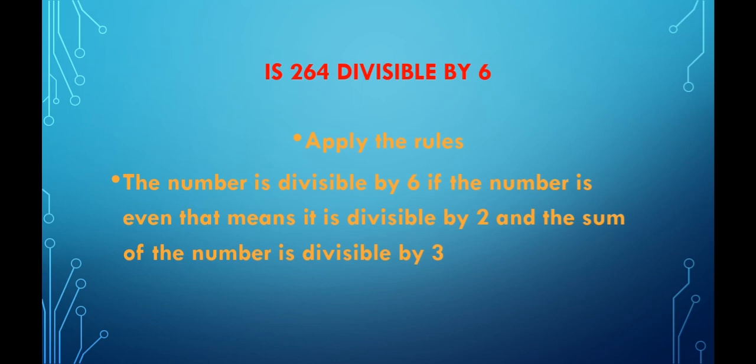That time we are going to follow these divisibility rules. Now I am explaining it more with some examples so that all your doubts will get cleared. Is 264 divisible by 6? Apply the rules. So what is the rule of 6? The number is divisible by 6 only if the number is even. That means it is divisible by 2, and the sum of the digits is divisible by 3.